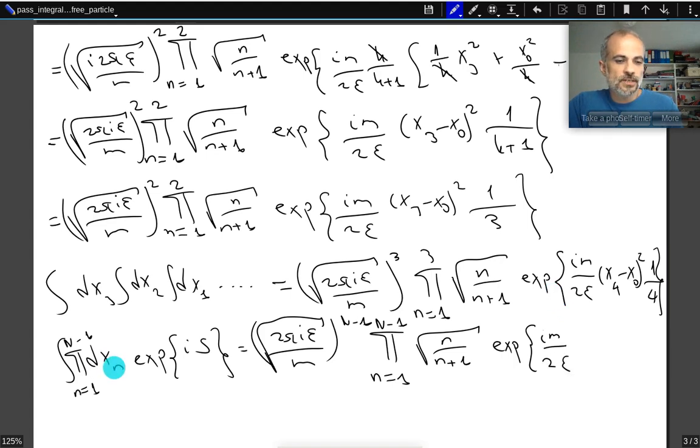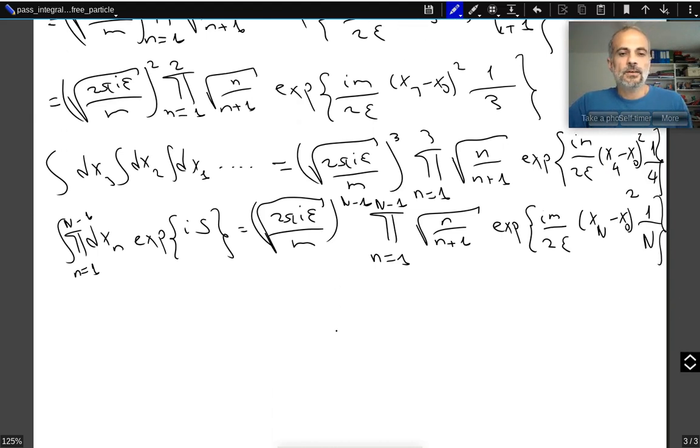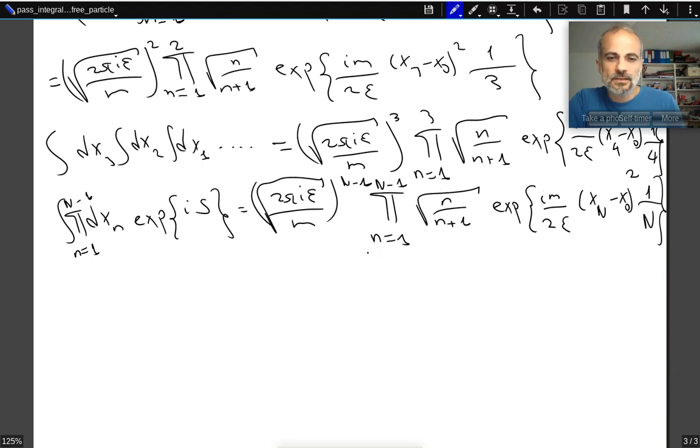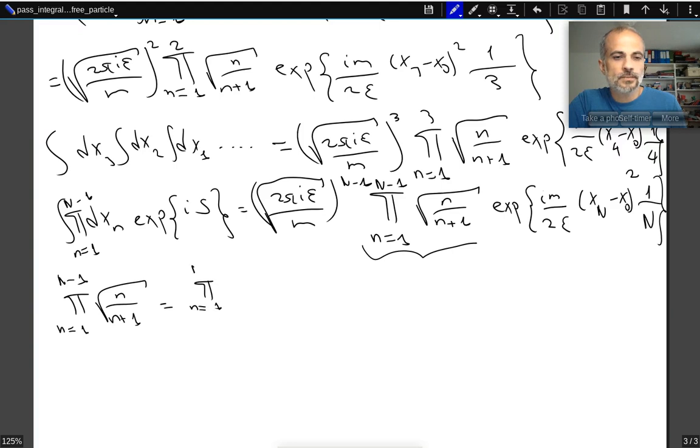Well, the last one we evaluate is xn minus 1. So this x4 becomes xn minus x0 squared. And here we have 1 over n. Now let's write these terms. Let's look at this product first. If we write it explicitly, the product n from 1 to n minus 1 of square root of n over n plus 1 is actually the product n from 1 to n minus 1 of square root of n divided by the product n from 1 to n minus 1 of square root of n plus 1.